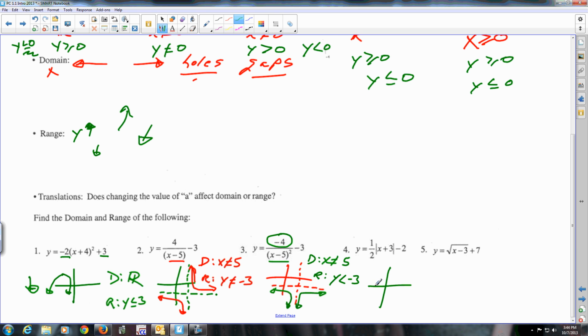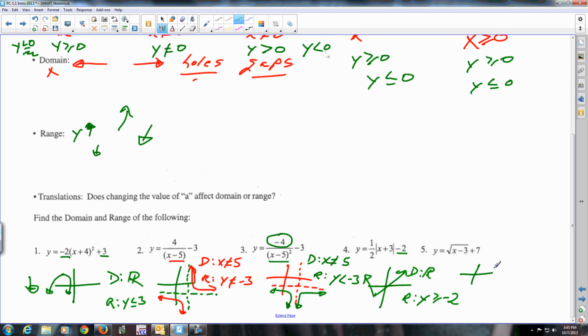Next is a parabola, 3 units left, 2 units down, and it's opening up. Domain, all real numbers. There's no gaps. You can go as far left as you want, as far right as you want. Life is good. Range, can you go as high as you want? Yeah. As low as you want? No. How low can you go? -2. And it's opening up. Y greater than or equal to -2.